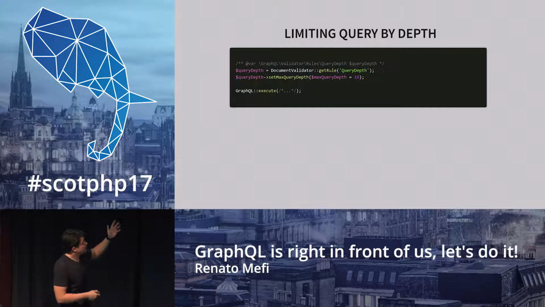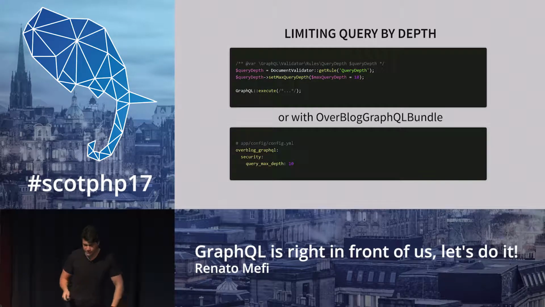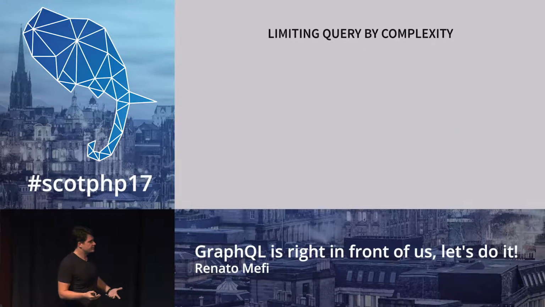So how you can do that in the PHP library, just like that. When you are creating the validator, you just put a new rule, which is the depth, and then you just limit it. If you are doing it with the Symfony bundle, you can just put it in the YML configuration, even more simple.